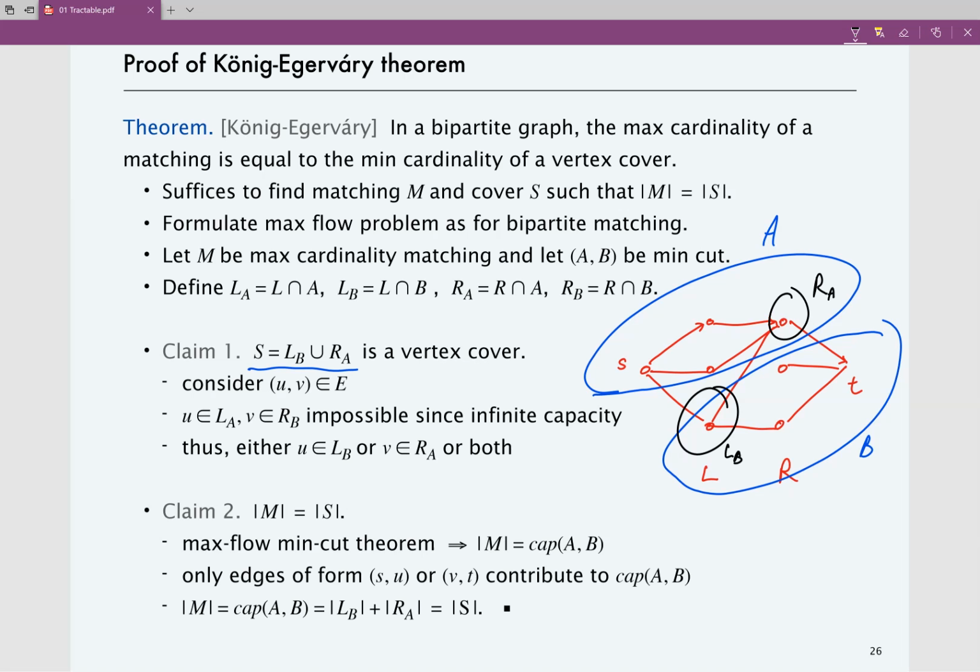And this claim is saying that if you take the union of these two sets, so here you have two nodes, then this is going to be a vertex cover.